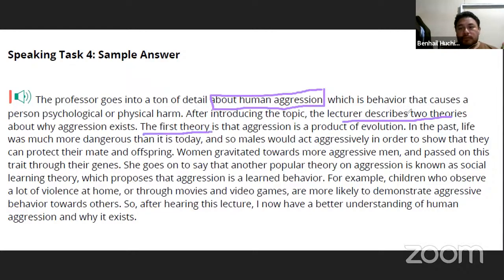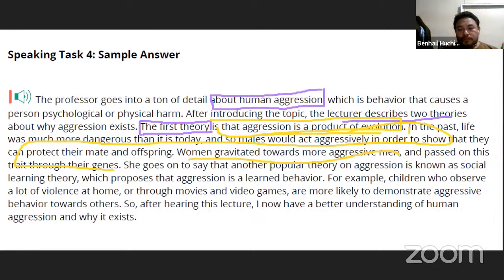The first theory, okay, is aggression during evolution. So that is the first one. And then start explaining details, product of evolution. And in the past, life was much more dangerous than it is today. A little more explaining, you know, offspring, women gravitated towards more aggressive men, and so on. Okay, so these are the explanation or the details about the first one. The first theory is this, evolution. So in your notes, you say first theory, product of evolution, or related to evolution.